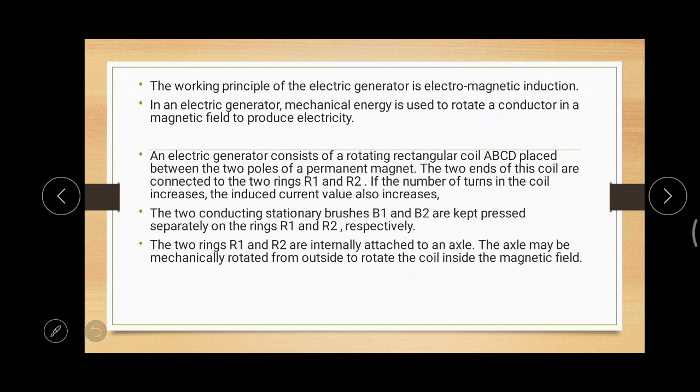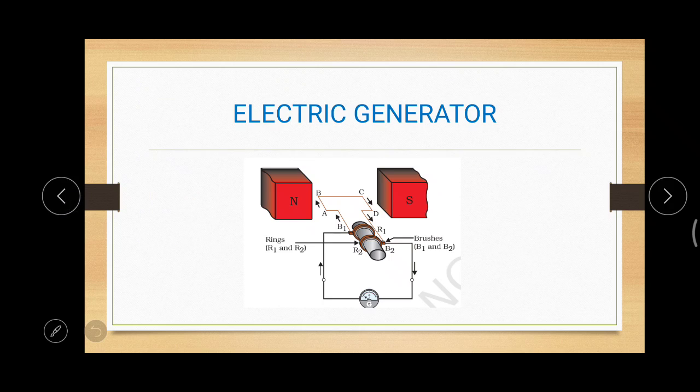As we are rotating the axle mechanically, along with the axle, what will happen? The coil also will start rotating. The coil and the rings will rotate, while the brushes stay in their position. That means the brushes will be stable in such a way as to keep the connection constantly. Otherwise, if the brushes are also rotating, then the connections will break. That we have discussed in the motor section.